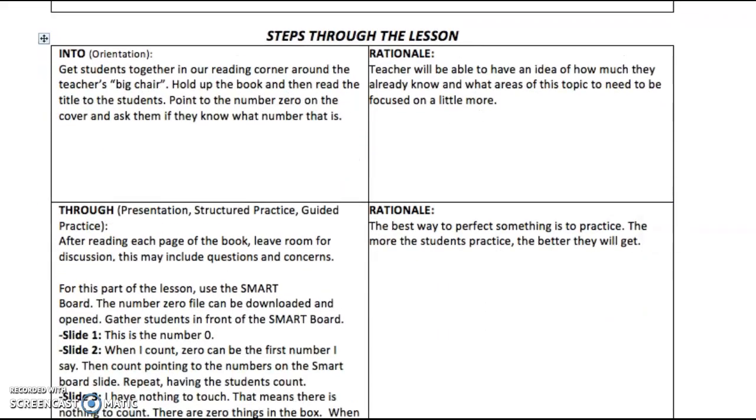So to start off this particular lesson, I will have students go over to our reading area, which is based around the teacher's big chair. Hold up the book and talk to them about the book, ask them what they see, point to the number 0 on the cover, ask them if they know what 0 is, what it represents, and things of that nature, just to have an understanding as to what they already know and how much I need to teach them.